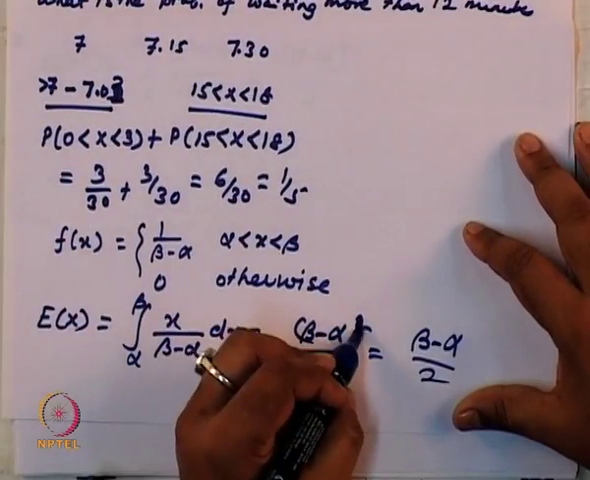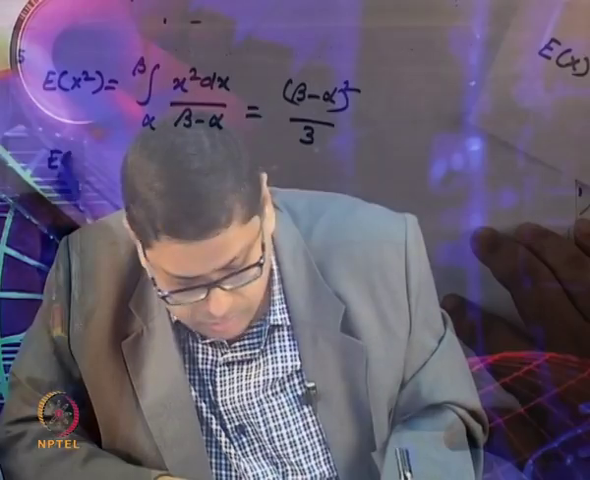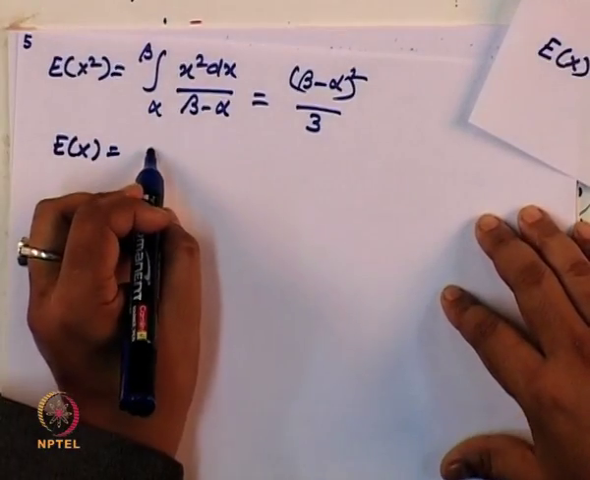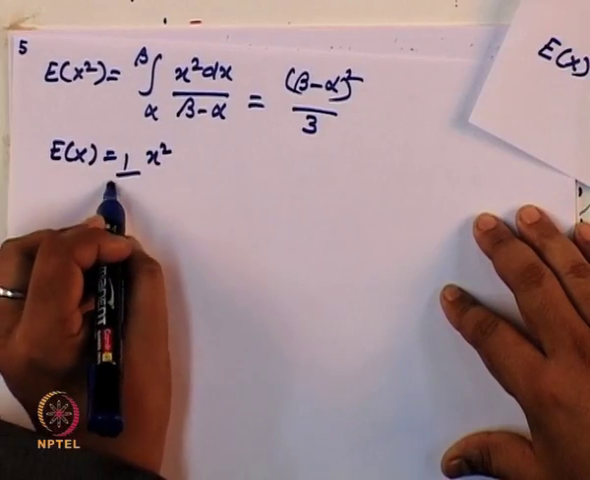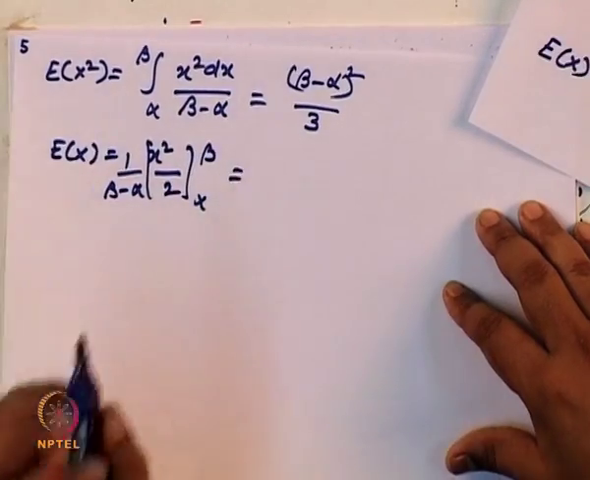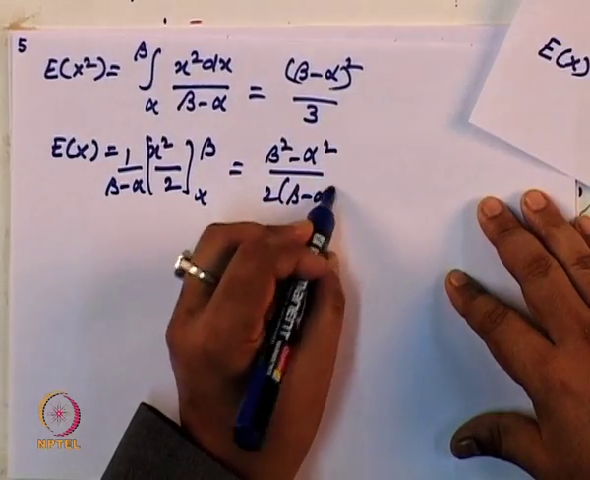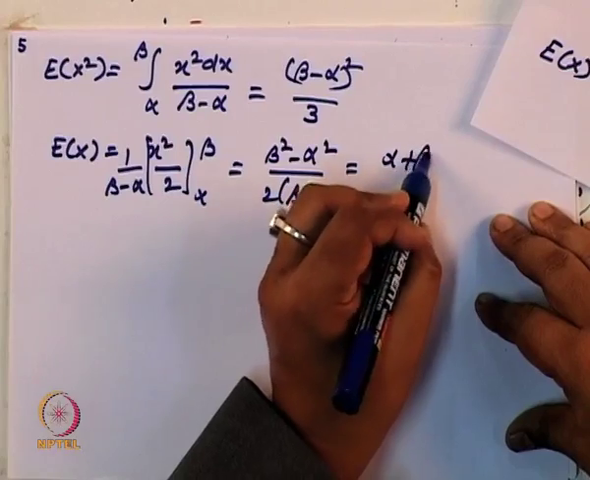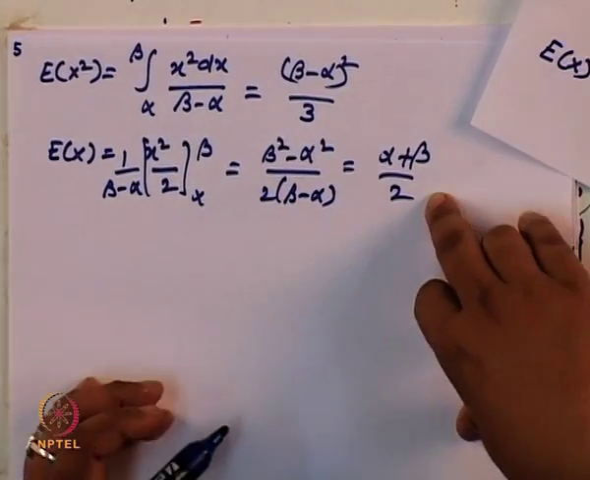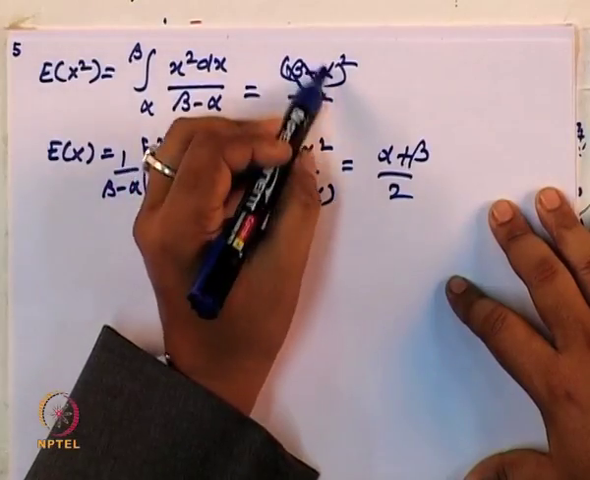Sorry, I think I have made a mistake. Wait, let me redo this. So, your expectation of x is the integral of x, so 1 by beta minus alpha into x square by 2 between alpha and beta, which equals beta square minus alpha square by 2 into beta minus alpha, which is equal to alpha plus beta by 2. So, that makes sense. On average, you will get a value which is the average of alpha and beta. This also I will redo.